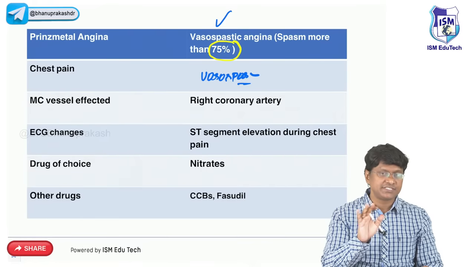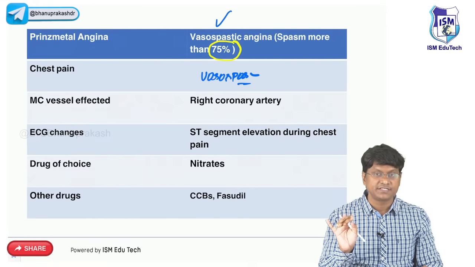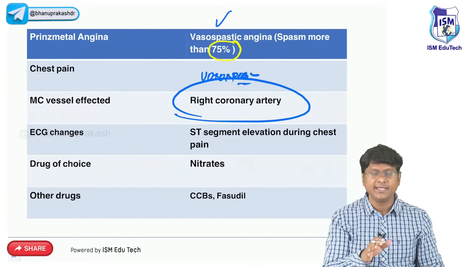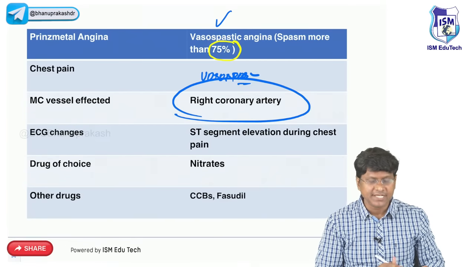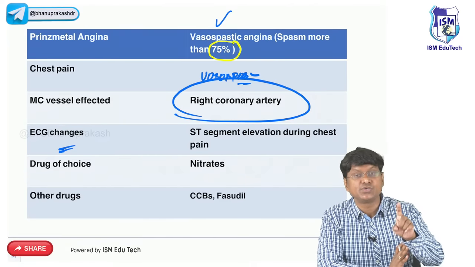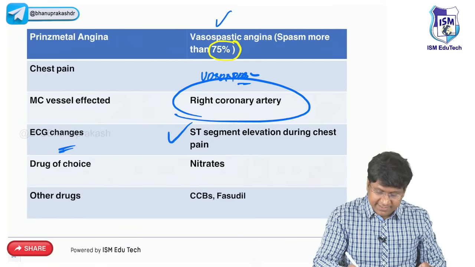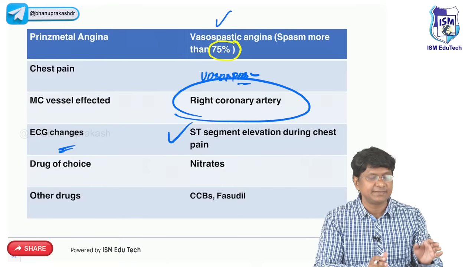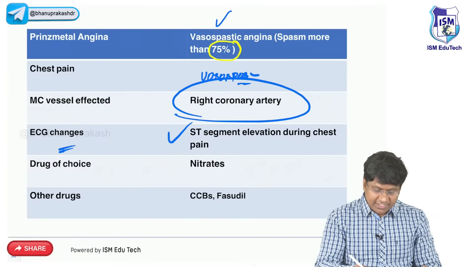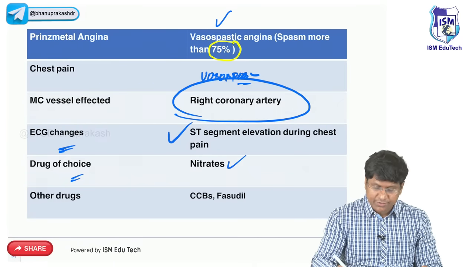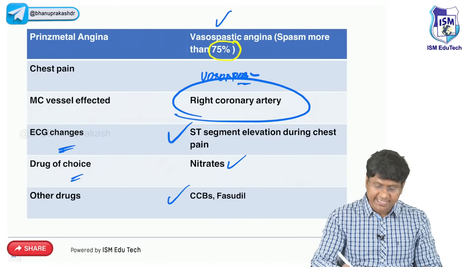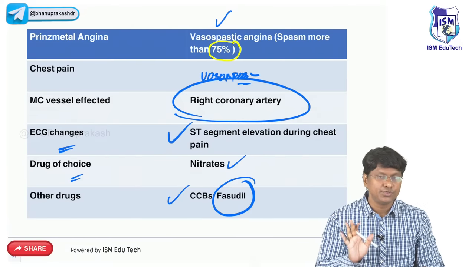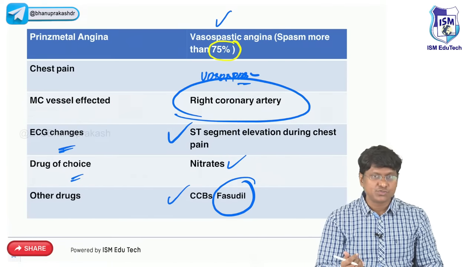And the most common vessel which is affected among the three, that is right coronary artery, left circumflex and left anterior descending artery, it is the right coronary artery which will undergo the vasospasm commonly in case of Prinzmetal angina, right? And what will be the ECG changes? It is only during the chest pain you have that ST segment elevation. Right, once the chest pain reduces, that means your vasospasm is relieved, so the ST segment elevation will return back to normal. And what is the drug of choice to relieve that spasm? You need to give nitrates. And the alternative drugs are the calcium channel blocker and this new molecule that is fasudil. Right, so this is about your Prinzmetal angina, which is also called the vasospastic angina.